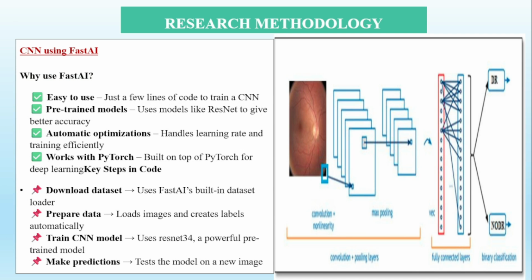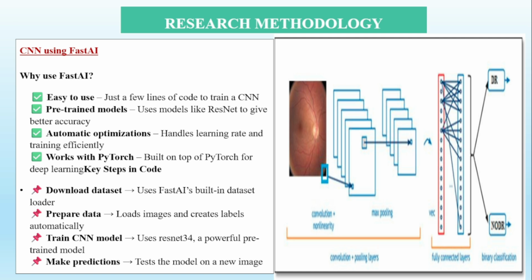Why use fast AI? Why do we need to use it? Easy to use, pre-trained models. Now use models like ResNet to give better accuracy. Automatic optimization handles learning rate and training efficiently. Easy to work with PyTorch. Built on top of PyTorch for deep learning.